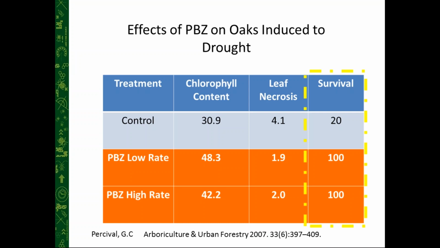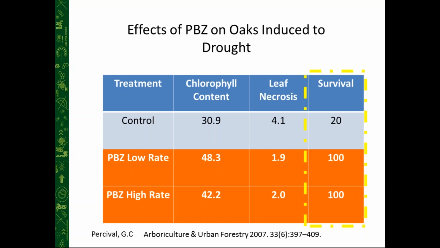Of the control plants, the plants that were not treated with paclobutrazole, he had a 20% survival rate. So only 20% of his untreated plants survived this treatment of drought stress. Of his treated plants at different rates, it doesn't matter if it was a very low rate or a very high rate, he was able to have a 100% survival rate of his oak trees in this study.